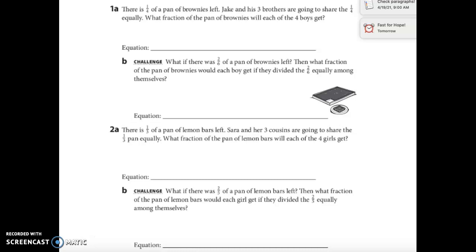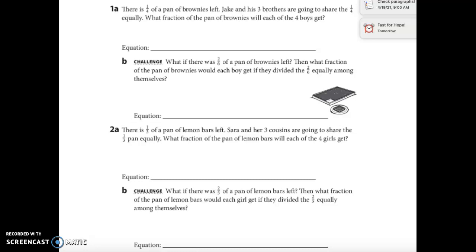2A says there is 1/3 of a pan of lemon bars left. Sarah and her 3 cousins are going to share the 1/3 of a pan equally. What fraction of the pan of lemon bars will each of the 4 girls get? So choose one, either 1A or 2A to start with, and then you can choose one more problem to solve. So pause the video and go do that.